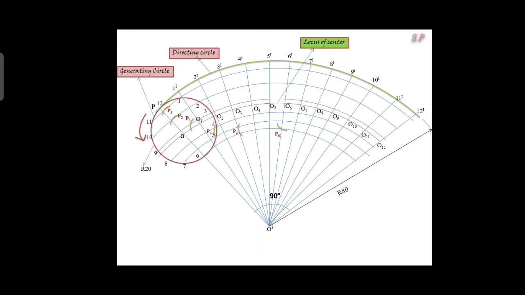P6. The next center is O7. You have to draw the arc on the 7th point locus. You will get P7, and next P8, P9, P10, P11, and finally P12. Then finally you join all the points by freehand sketch through the initial point P. You will get the hypocycloid curve.